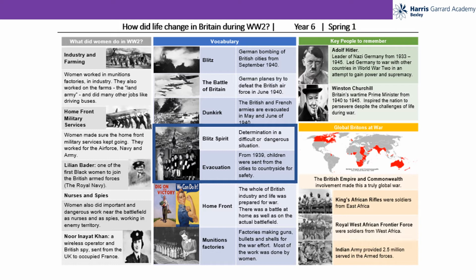So today we will be looking at the following sections: Blitz Spirit and Evacuation. Evacuation. From 1939, children were sent from the cities to countryside for safety, and Blitz Spirit, as we looked at last lesson, was a word to describe the determination in a difficult or dangerous situation during World War II.